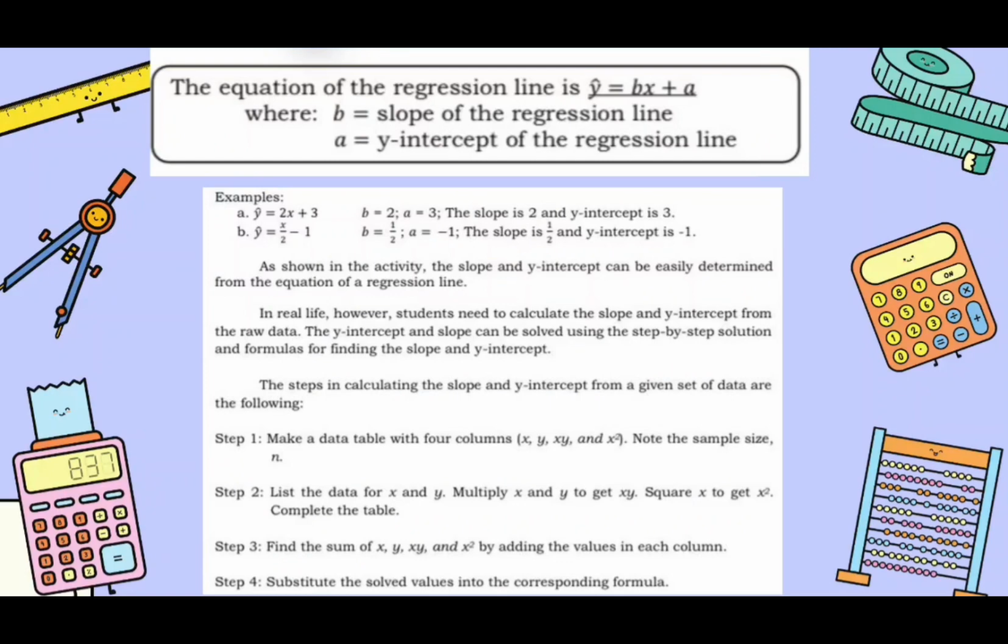As shown in the activity, the slope and y-intercept can be easily determined from the equation of a regression line. In real life, however, students need to calculate the slope and y-intercept from the raw data. The y-intercept and slope can be solved using the step-by-step solution and formulas for finding the slope and y-intercept. So the steps in calculating the slope and y-intercept from a given set of data are the following.